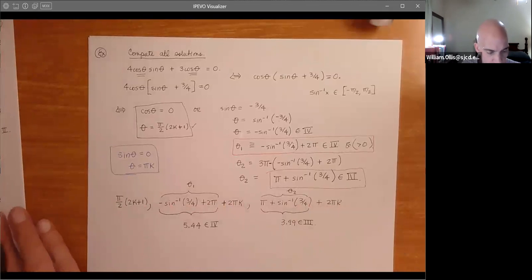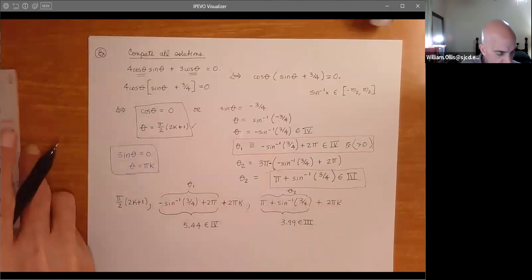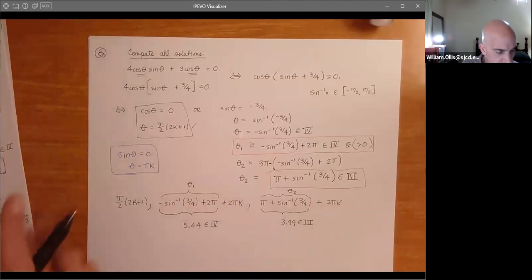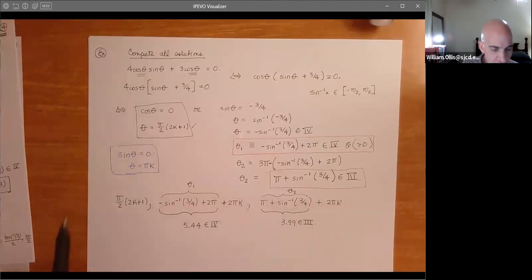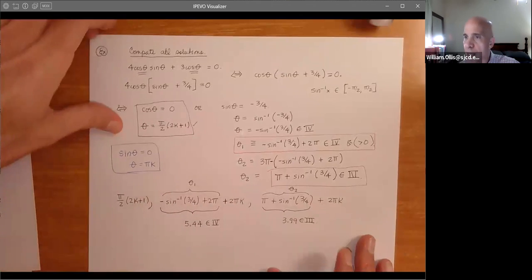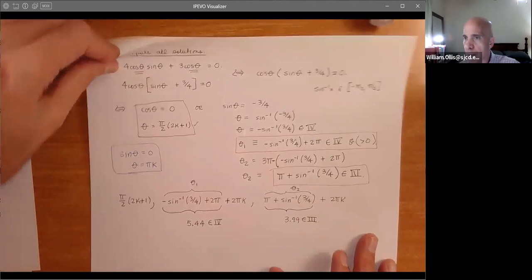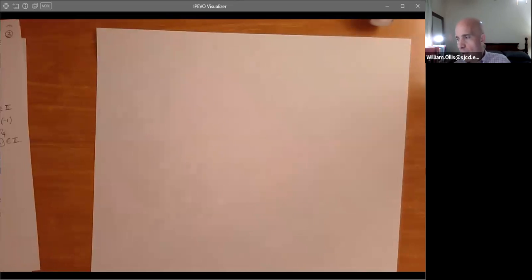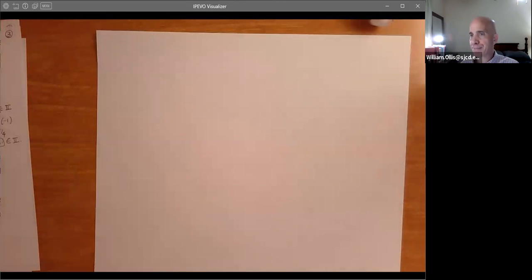Okay, so good. Now, what I want to do, and this is going to come back to one of the lemmas that we did last time. I gave you that lemma about adding sine and cosine, okay?